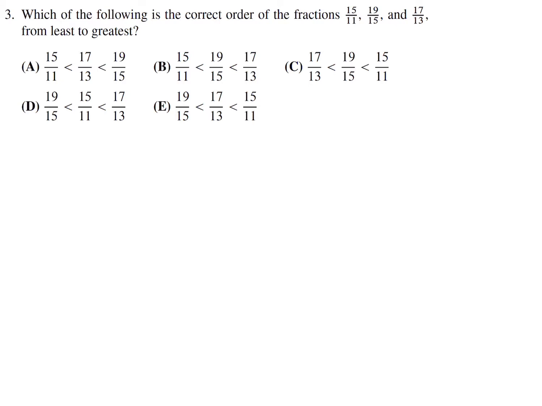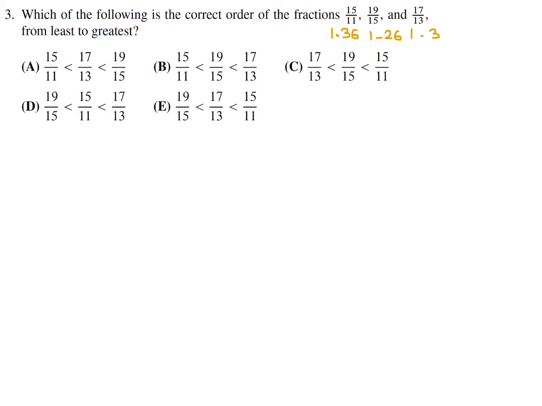Which of the following is the correct order of the fractions 15 over 11, 19 over 15, and 17 over 13 from least to greatest? Well, let's convert these to decimals. 15 over 11 is 1.36. 19 over 15 is 1.26 approximately. And 17 over 13 is 1.3 approximately.